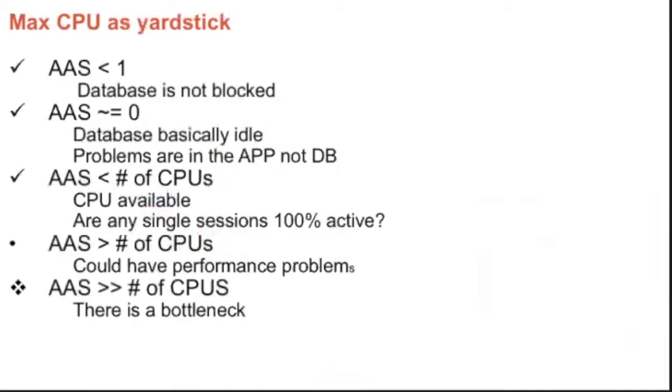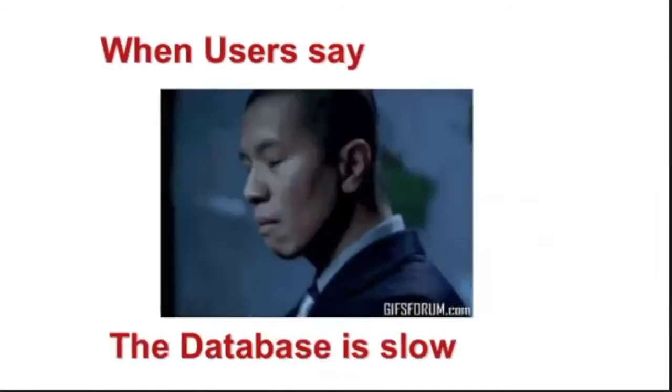You're not running some other programs. Outside of an environment like that, you need to make sure that nobody else is using the CPU. But if you're the only thing on the box and your AS is less than the number of CPUs, there's CPU available. Although whenever AS is greater than 1, there could always be a blocked session. So there's always opportunity to drill into that. The last point, when AS starts to go above the number of CPUs, then we're getting into bottleneck territory. And finally, when AS is much, much greater than the number of CPUs, there is a bottleneck.